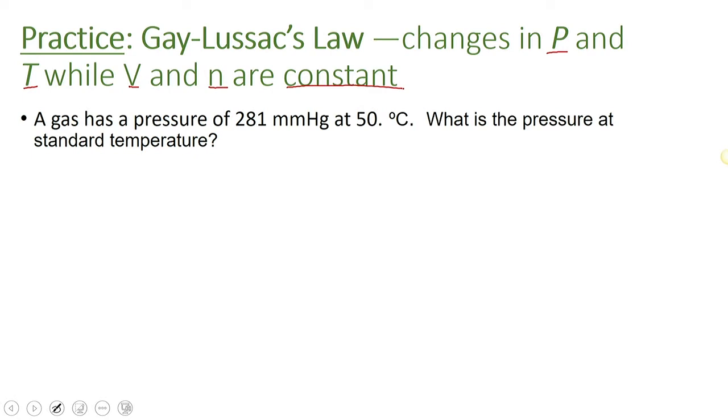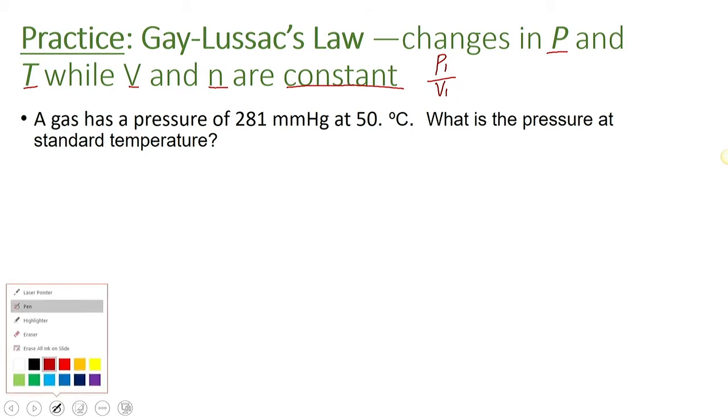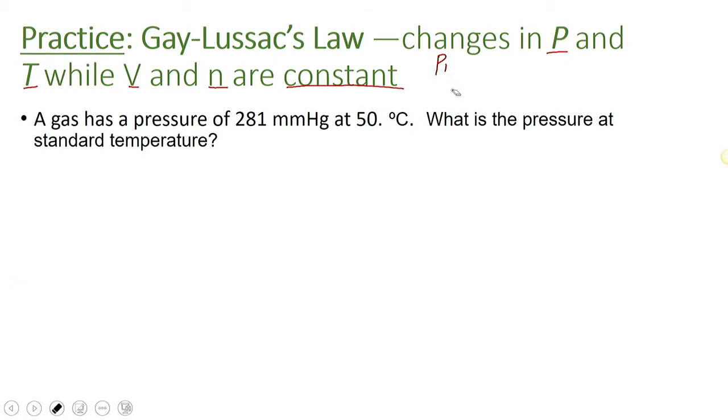So what we have is P1 over T1 is going to be equal to P2 over T2. And if we were to look here, as the temperature increases, our pressure is also going to increase, and we have a direct relationship.